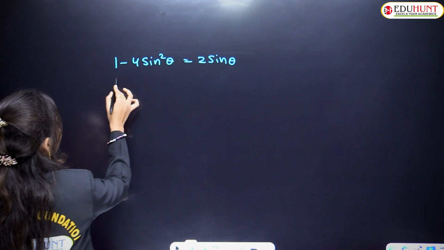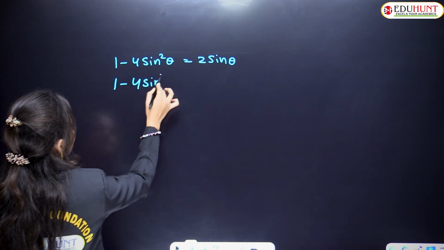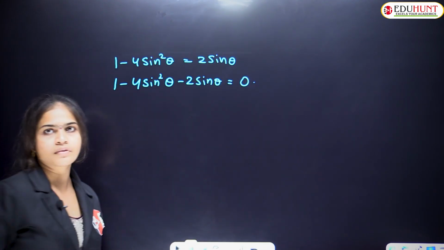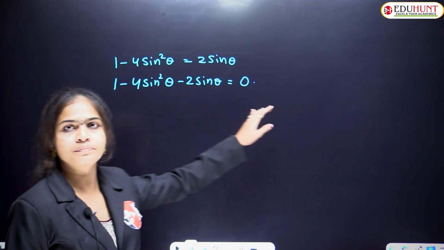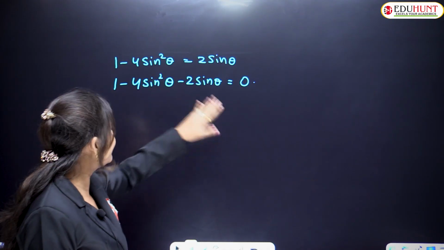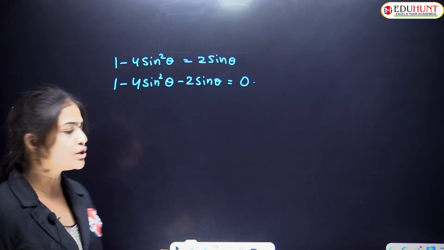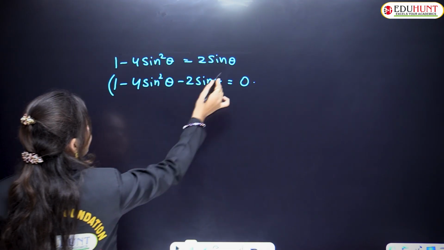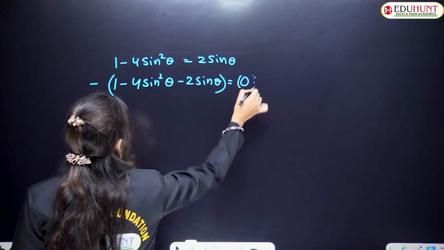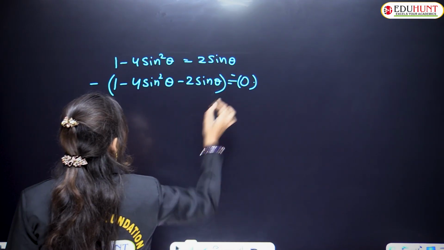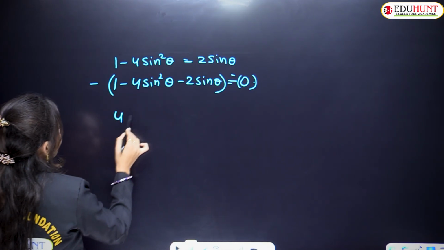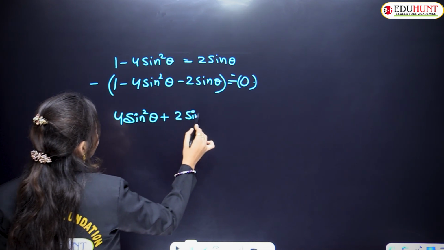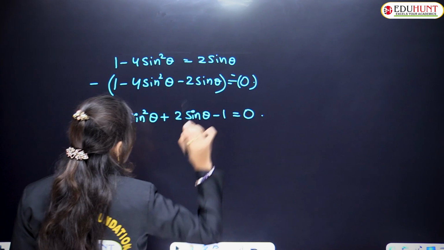Okay, so this one, how can we write it? 1 minus 4 sin square theta minus 2 sin theta is equal to 0. Okay, so this is in which form here? Actually, this is not in that form. We have to convert it into the quadratic equation form. So I want to multiply the whole equation by a negative sign. Zero is there, so no problem. So see here, 4 sin square theta plus 2 sin theta minus 1 is equal to 0.